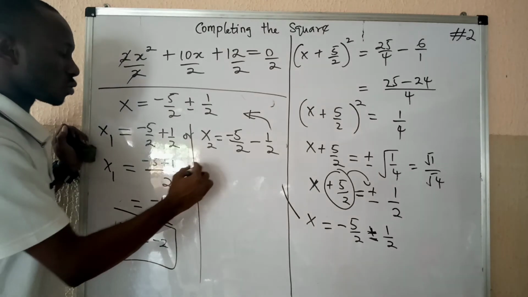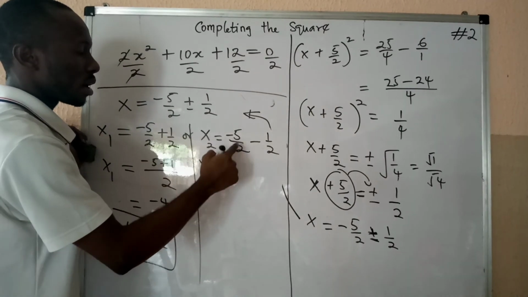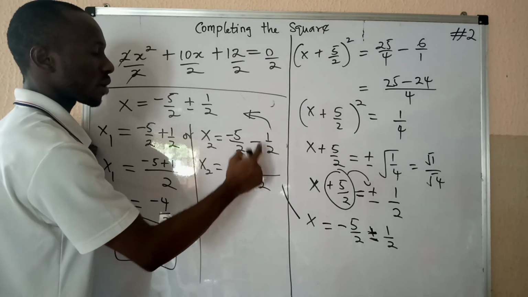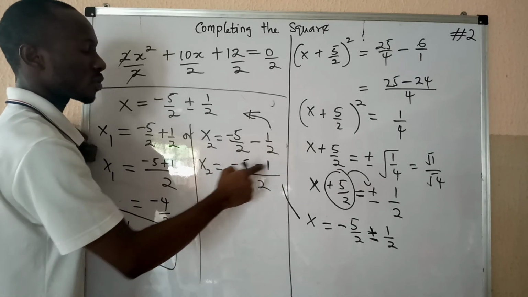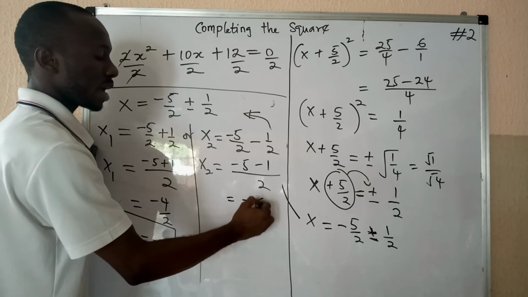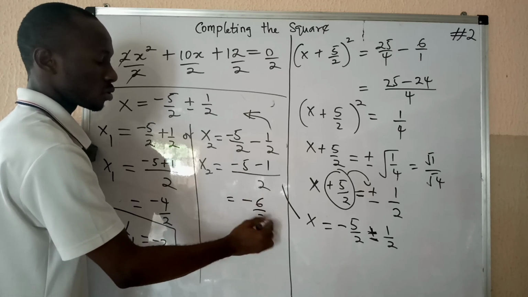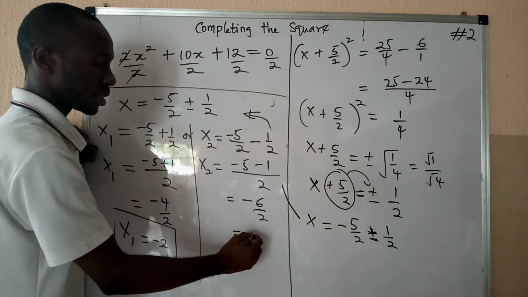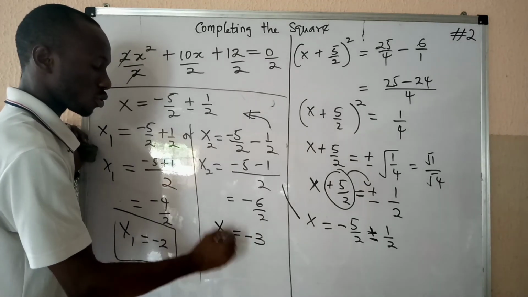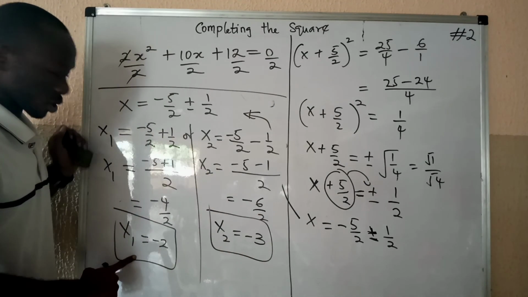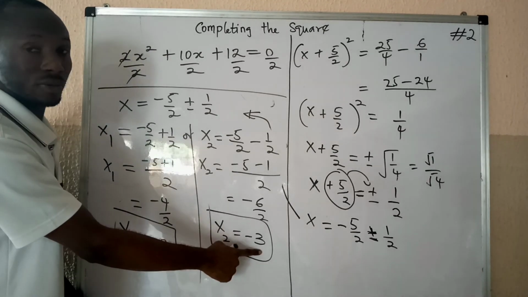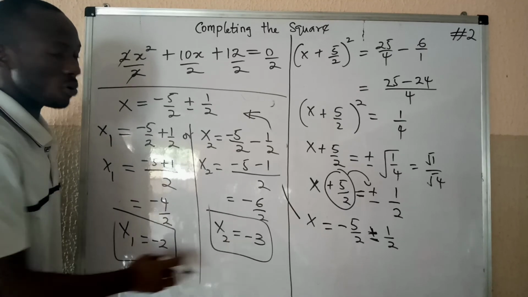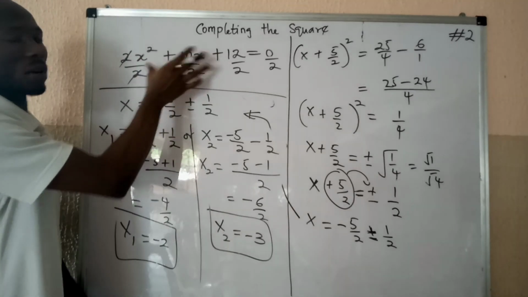So let's get x2. x2 will have the same LCM, 2. So we have minus 5 minus 1, which gives me minus 6 upon 2. Negative 6 upon 2 is simply negative 3. So x2 is negative 3 while x1 is negative 2. So these are the roots of this quadratic equation.